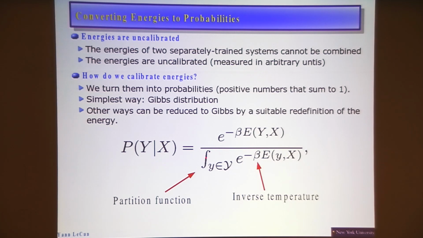But sometimes you can't do this, either because you cannot compute it for practical reasons, perhaps it's intractable to compute, or perhaps it's tractable, but it doesn't converge. The E function is such that this integral does not converge. In that case, you have an energy-based model that does not have an equivalent probabilistic model. So energy-based models are slightly more general than probabilistic models, in the sense that there are more energy functions out there whose integral is not integrable.